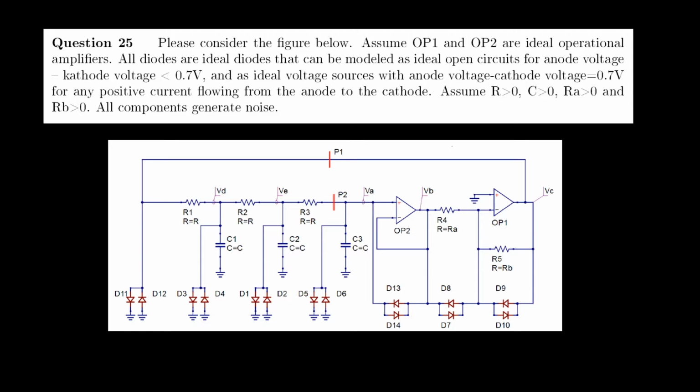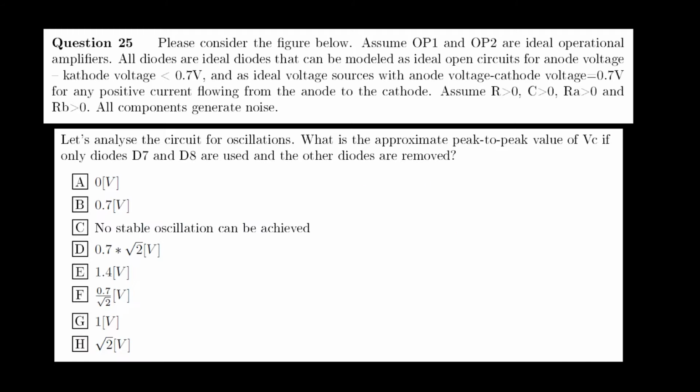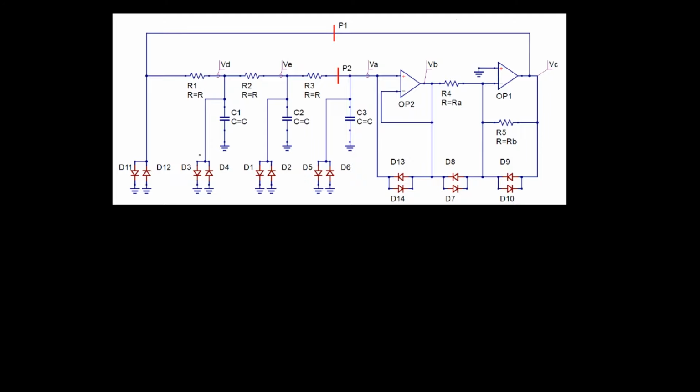Assume R is larger than 0, C is larger than 0, RA is larger than 0 and RB is larger than 0. All components generate noise. Let's analyze the circuit for oscillations. What is the approximate peak-to-peak value of Vc if only diodes D7 and D8 are used and the other diodes are removed? Then 8 options are given for the amplitudes, including one option saying no stable oscillation can be achieved. Let's have a closer look at the figure.